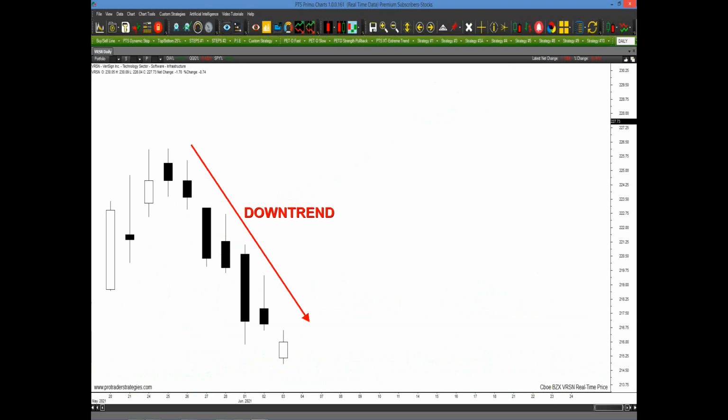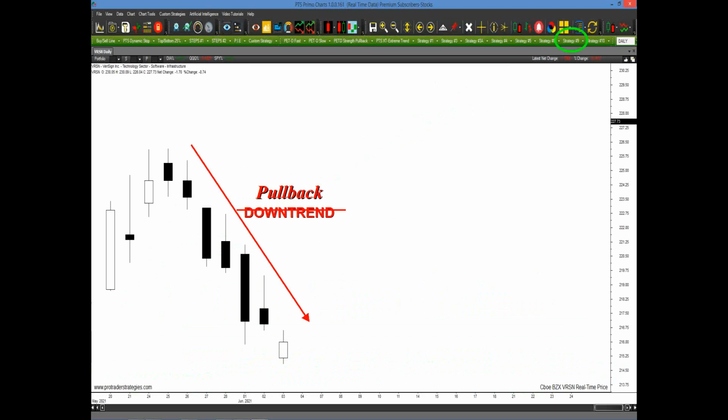Well, according to what we teach you, we actually are not in a downtrend. This is simply a pullback in an overall uptrend. This is a large pullback, but it's still a pullback. So what you want to do is look for buy setups, because this is a buying opportunity, not a selling one.